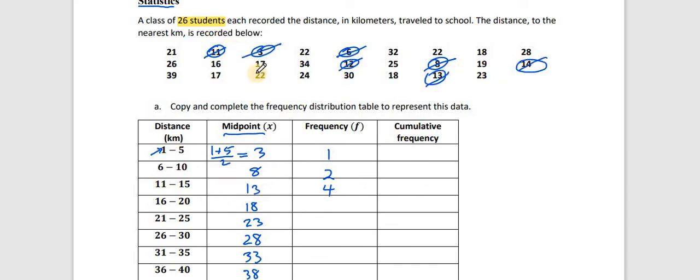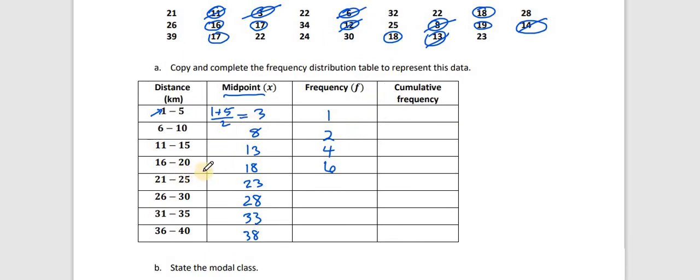Okay, 16 to 20. That's 1, 2, 3, 4, 5. No, not 5, because that one is not 18. Oh, yeah, 6. 1, 2, 3, 4, 5, 6. Next one, 21 to 25. I'm going to cross this out quickly.